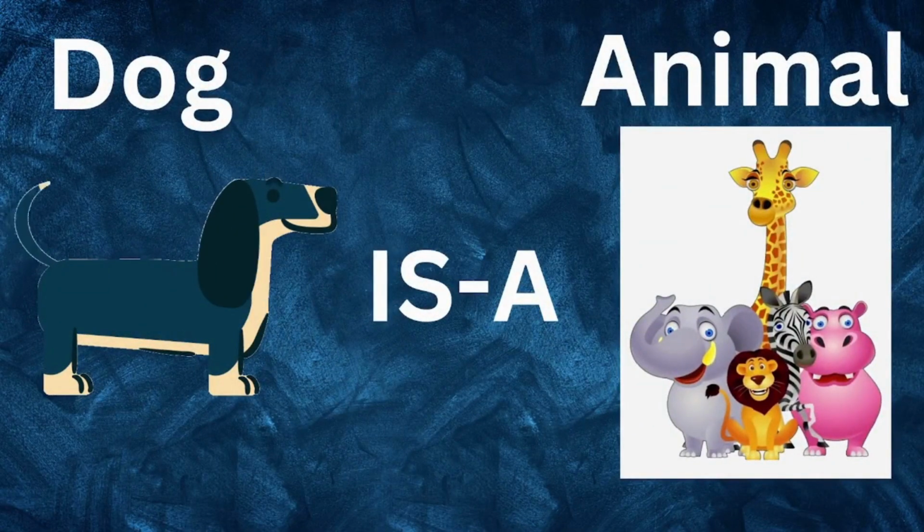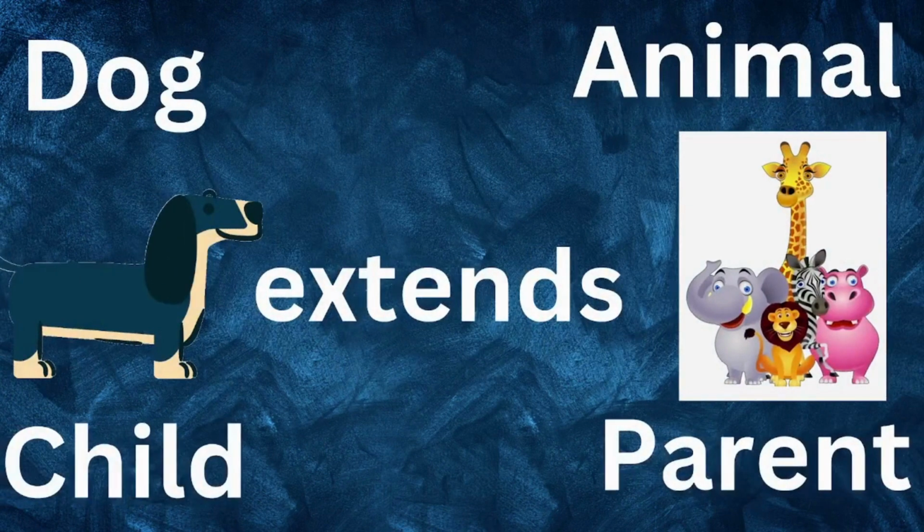In order to maintain this relationship, we have a keyword called extends in Java. So when I write a code like dog extends animal, you need to read it like dog is a animal. So when we do this, our dog class becomes a child class and animal class becomes a parent class. That is, a child class always extends a parent class.